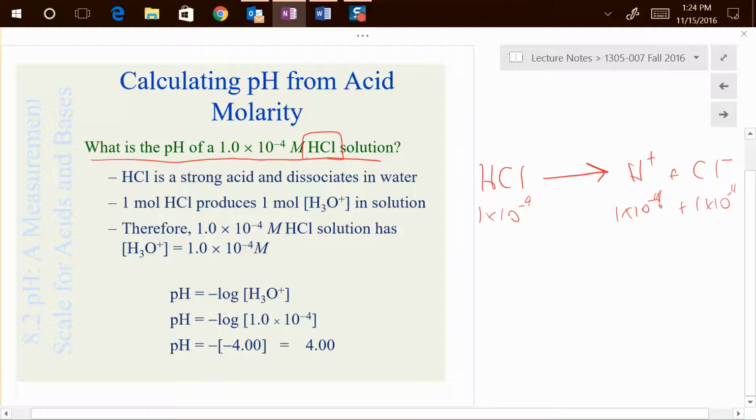So if I want to figure out the pH of this, I just simply need to look at what this is. The H plus ion concentration is 1 times 10 to the negative 4. What is the pH? Somebody said it. 4. pH is 4. Okay, because the log of this is negative 4. So the pH is 4. Good.